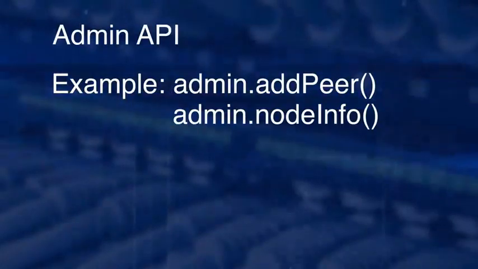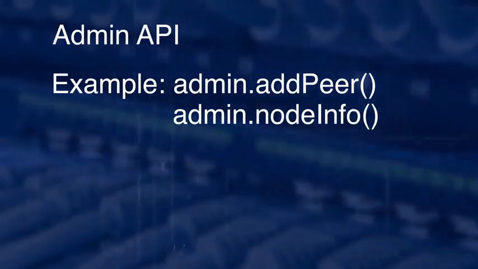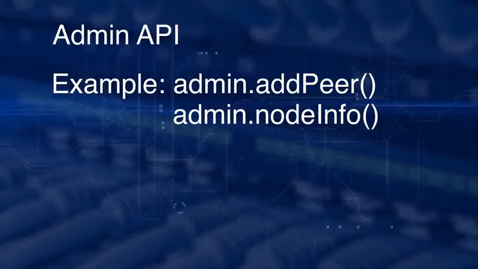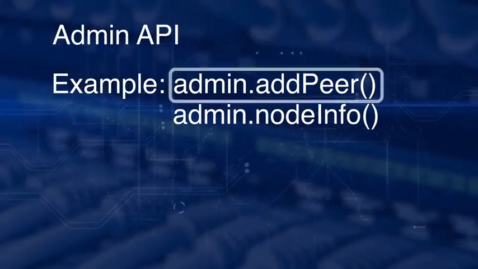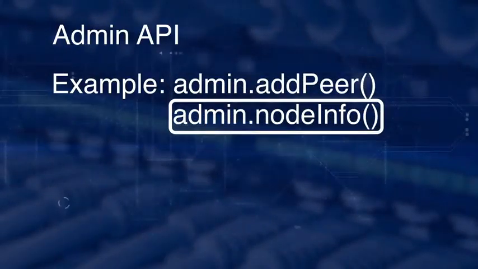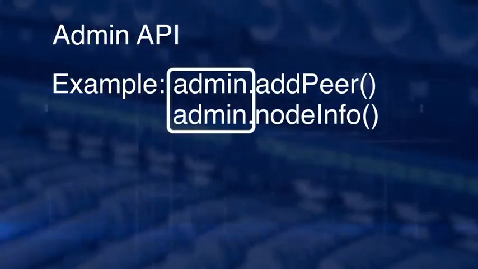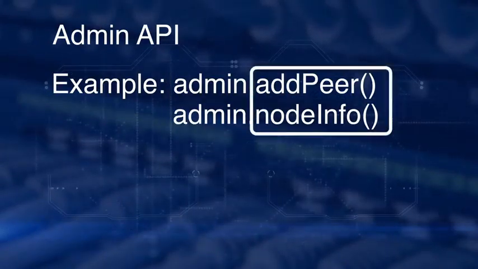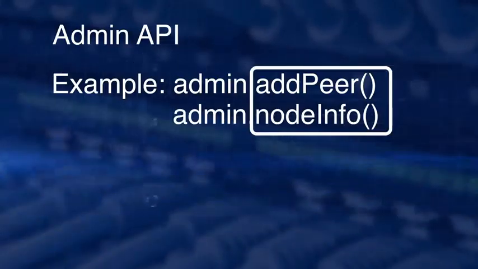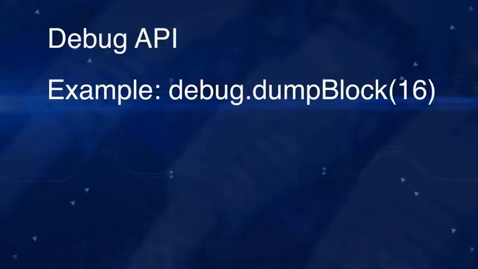Admin. The admin API allows you to use functions to work with your Geth instance, including network peer and RPC endpoint management. Examples: admin.addPeer, admin.nodeInfo. In this case, admin is the API, and addPeer and nodeInfo are functions of the admin API. You can observe that admin supports functions for management of the node.